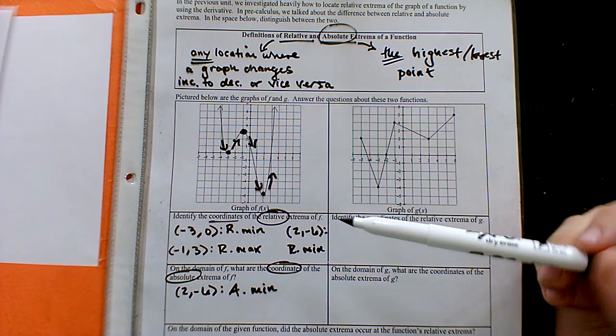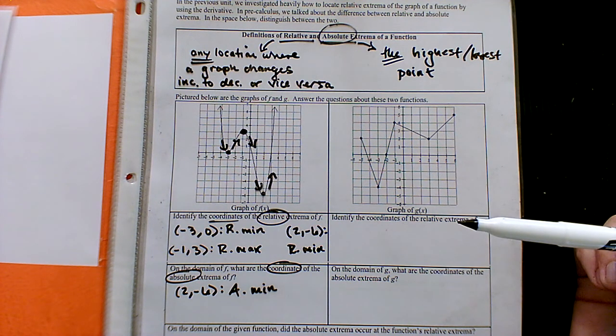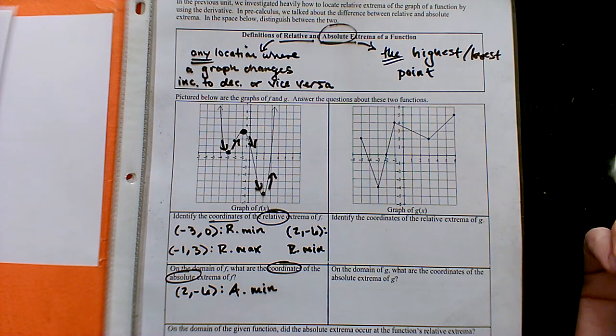The relatives can be absolutes, but the absolutes are relatives, but the relatives are not always absolutes, right? So notice how this absolute was a relative, but these other relatives are not necessarily absolutes. Kind of like all squares are rectangles, but not all rectangles are squares.